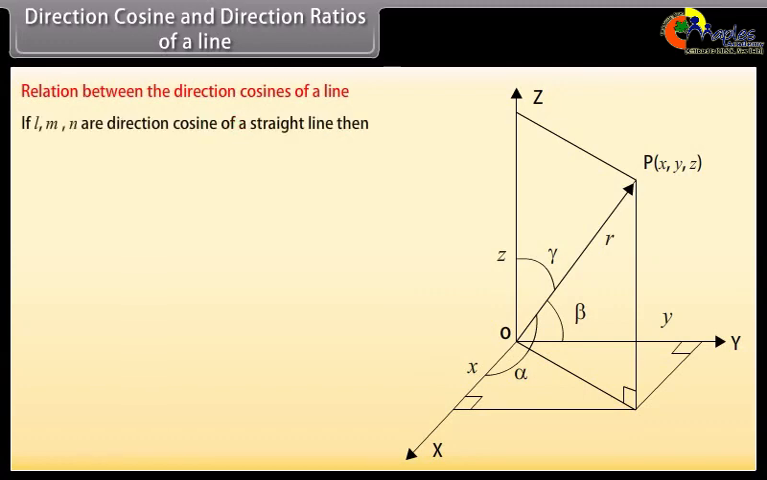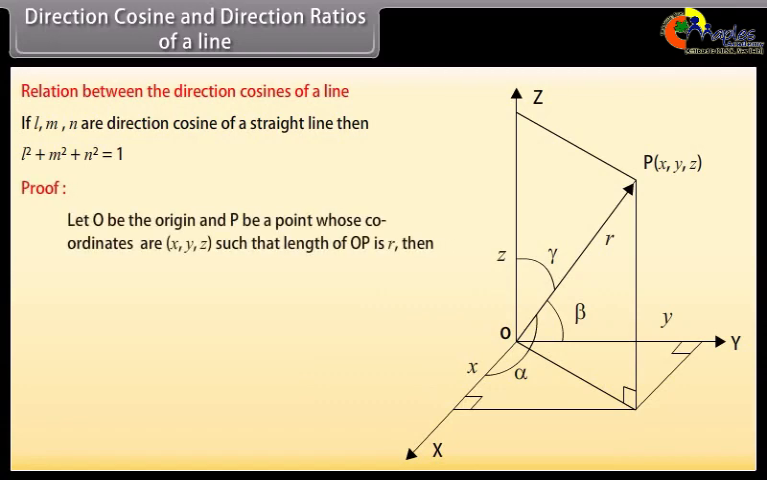If L, M, N are direction cosines of a straight line, then L square plus M square plus N square equals 1. Proof. Let O be the origin and P be a point whose coordinates are x, y, z such that length of OP is r, then x is equal to Lr, y equals Mr, z equals Nr.